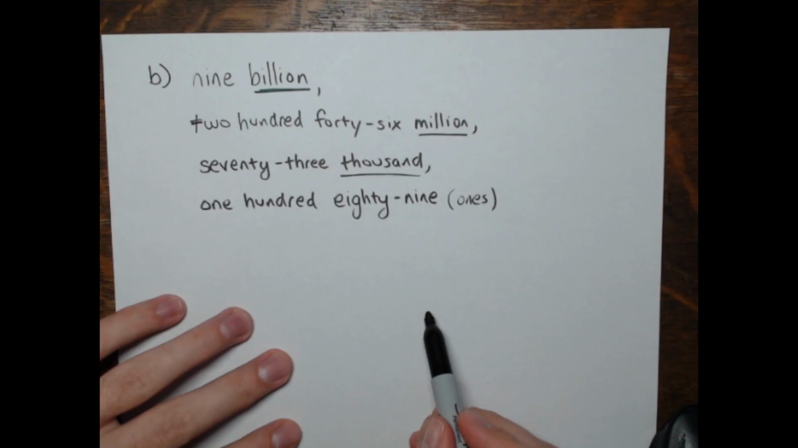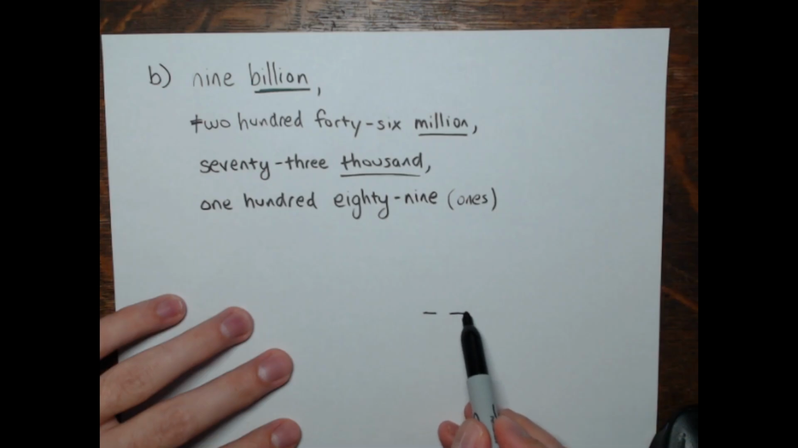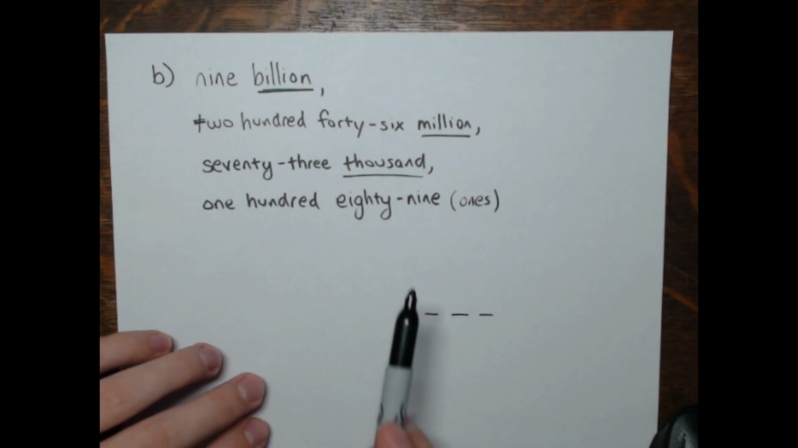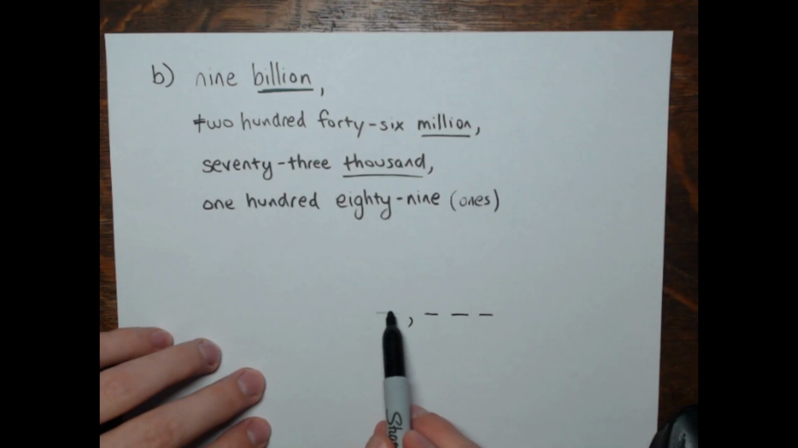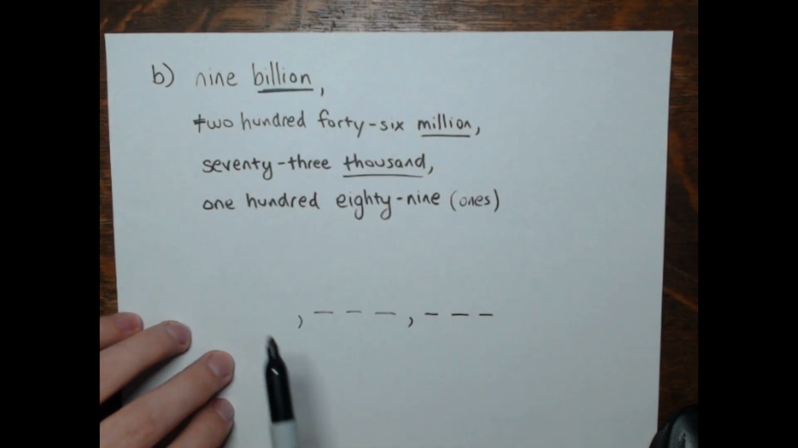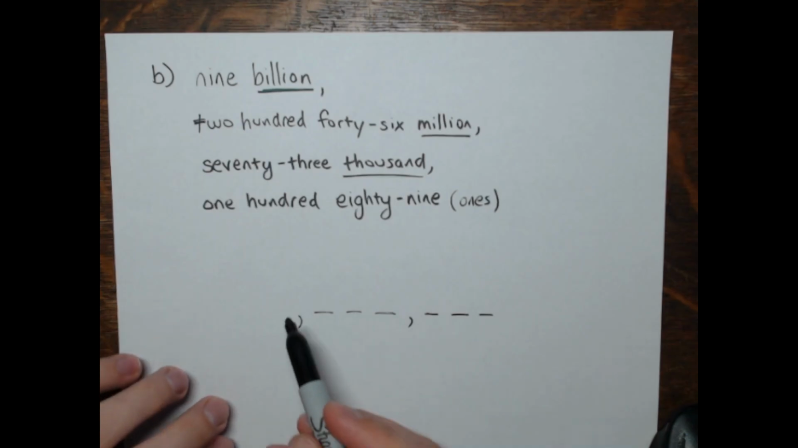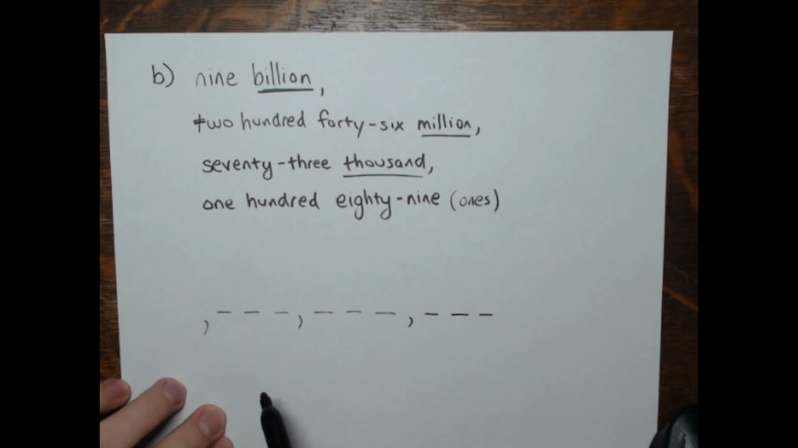So again, you get to the thousands, so you should have 3 places for the ones. You get to the millions, so there should be 3 places for the thousands period. Then you get to the billions, so there should be 3 places in the millions period.